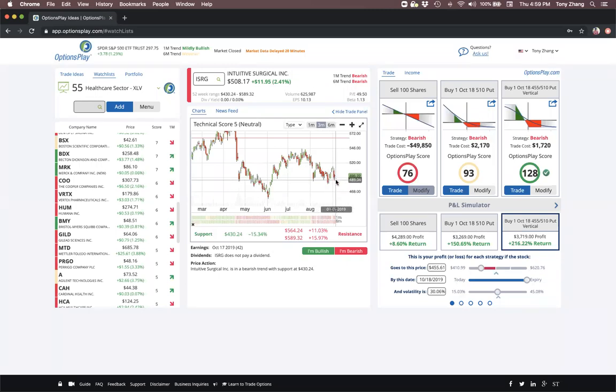So my concern here, as bearish as I am, is that I don't know how much further it can go, maybe to this 455 level or so. Which actually, if you look at these trades, sets you up pretty nicely on a put spread where you're buying the 510 put, selling the 455 exactly. So this is actually where I'd be looking for maybe potentially a bearish trade on Intuitive Surgical.